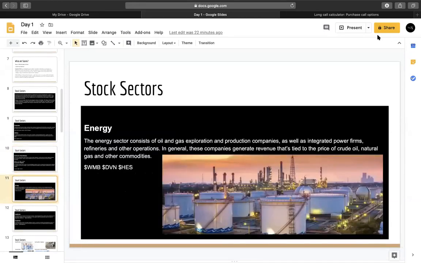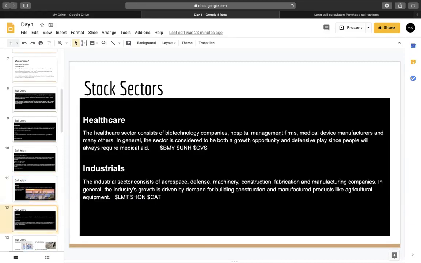Energy sector. The energy sector consists of oil and gas exploration and production companies, as well as integrated power firms, refineries, and other operations. In general, these companies generate revenue that's tied to the price of crude oil, natural gas, and other commodities. So you have WMB, DVN, HES.